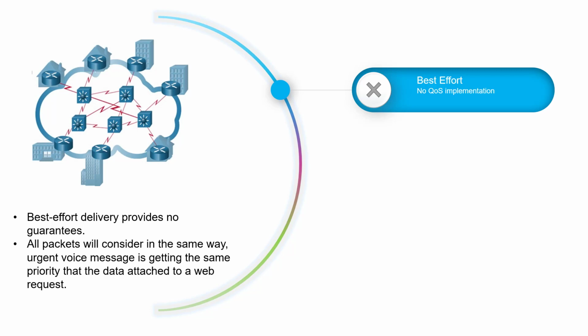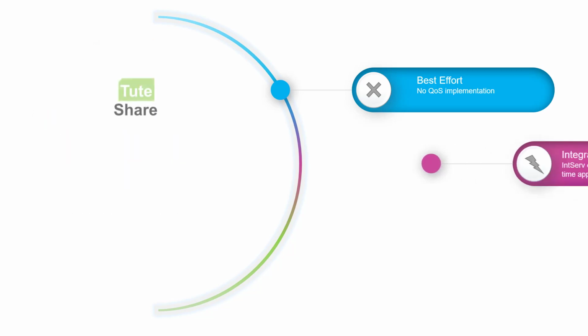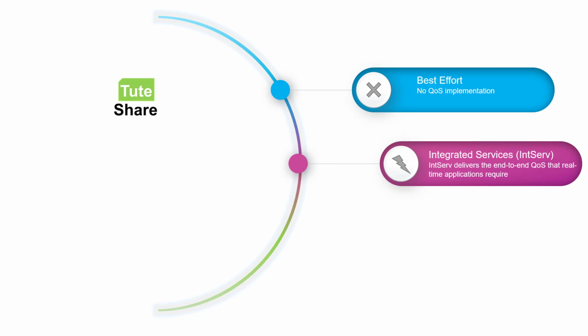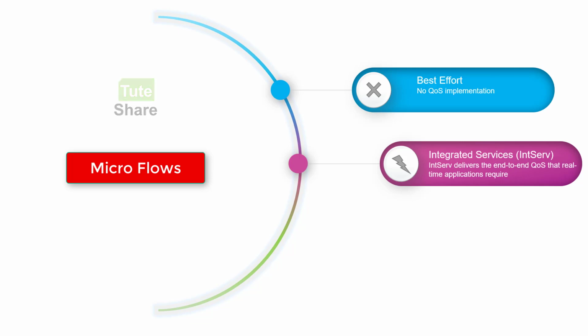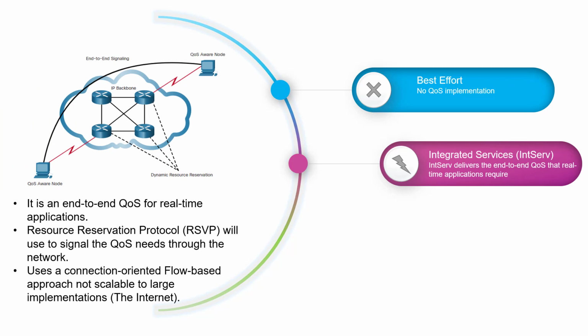dropped very easily. When it comes to integrated services, IntServ delivers the end-to-end QoS that real-time applications require. It explicitly manages network resources to provide QoS to individual flows or streams, sometimes called microflows. Therefore, during the communication process, you will be getting the priority from source to destination as we expected, as we configured. So therefore, it is a connection oriented approach.